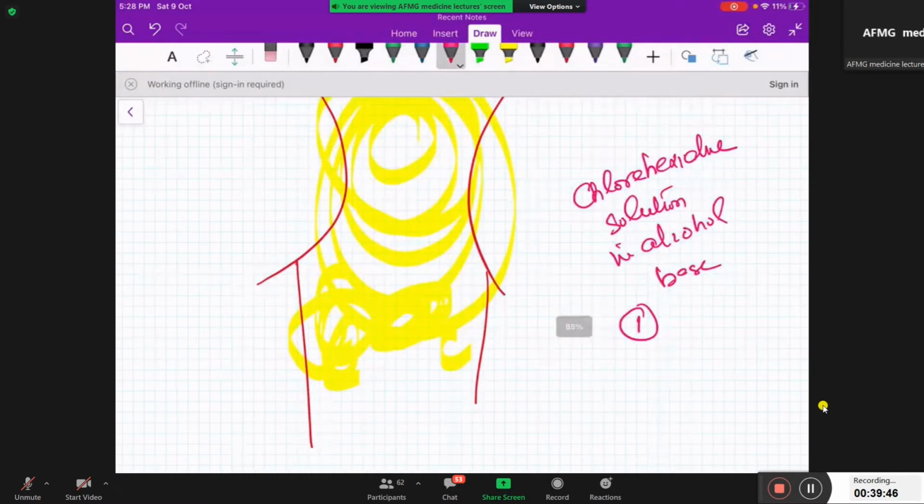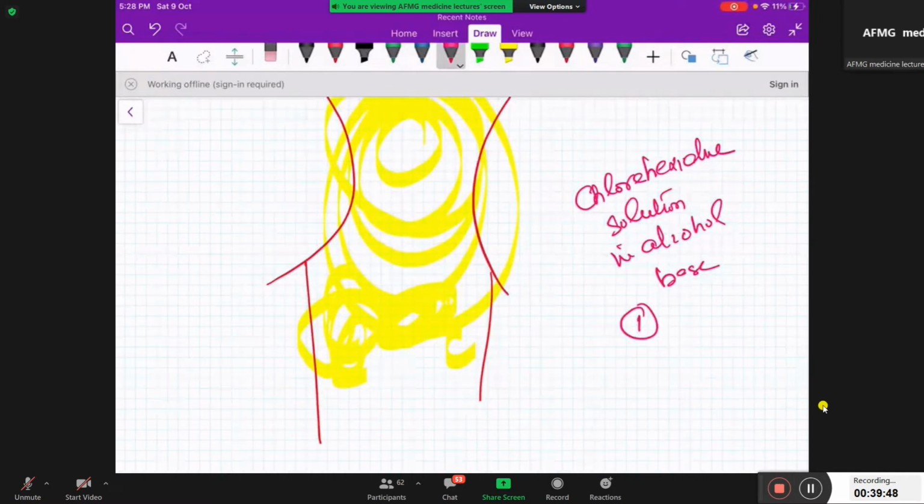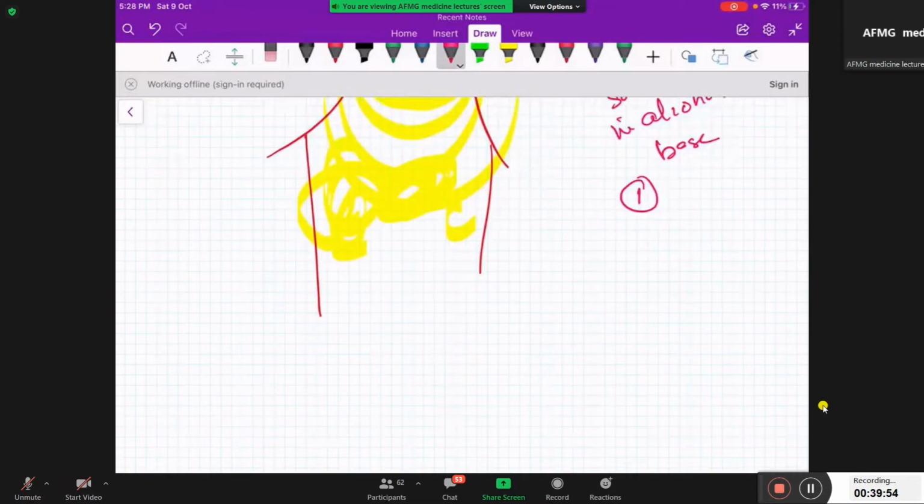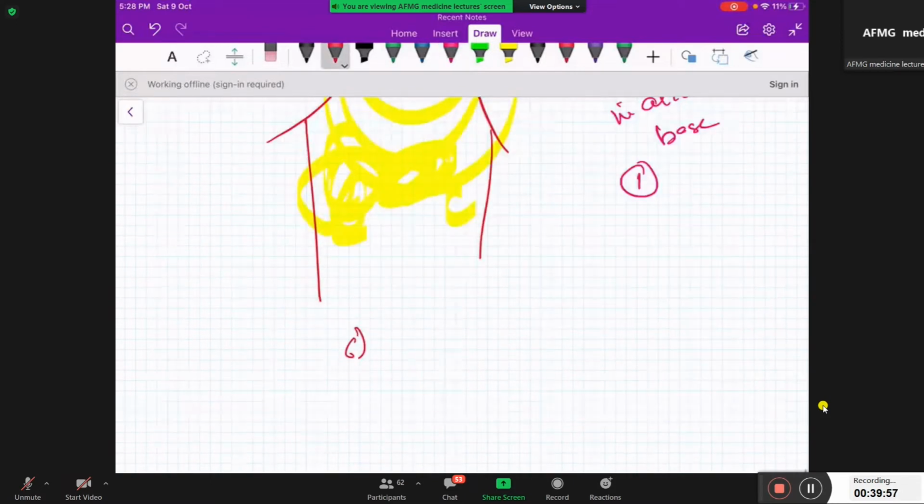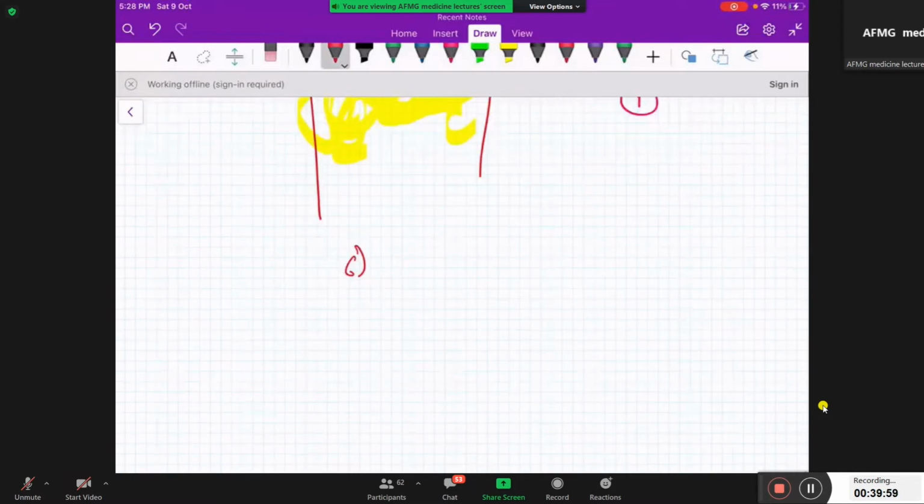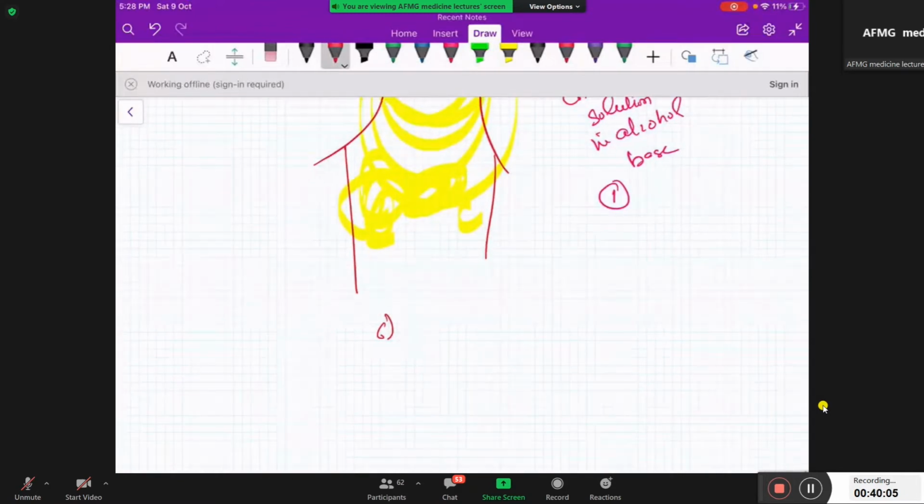So minimum 1, okay? And then you should not wipe it. Once you have painted the area, you should not wipe it. You should let it get dry, right? You should let it get dry, you should not wipe it, and only one application is sufficient.